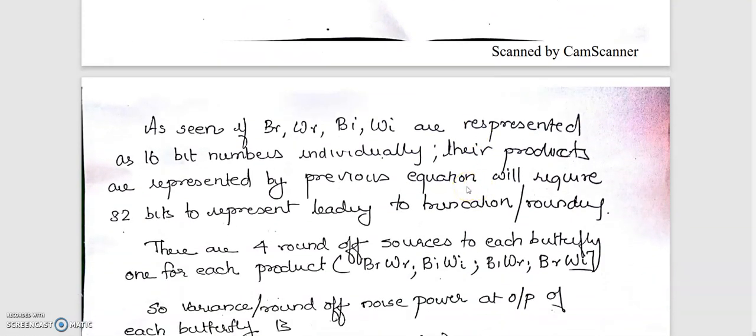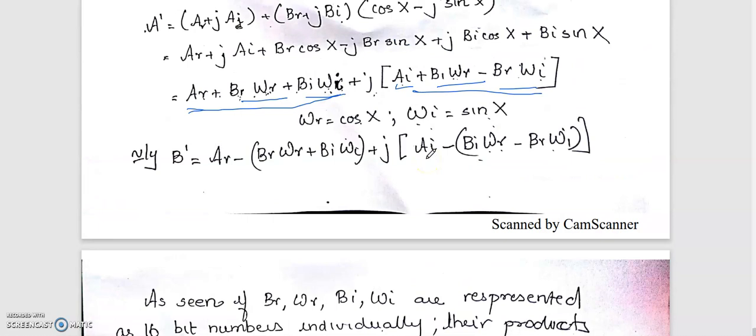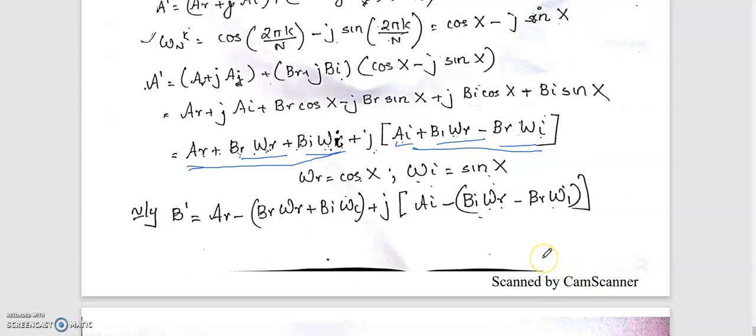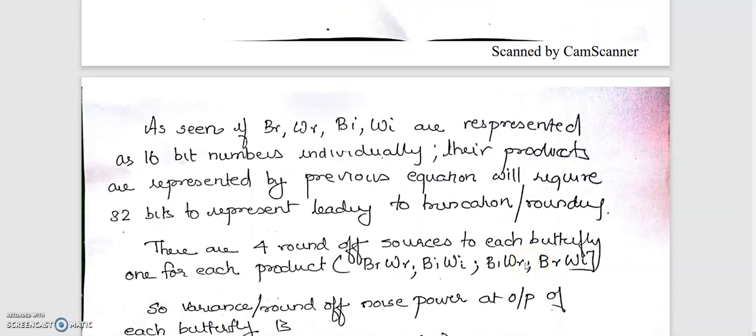When we calculate this, you can see that there are products involved. If you look over here, you have a term B_R W_R. That term also exists over here. B_I W_I is also available here. B_I W_R is also a result over here, and B_R W_I is also a part of the final output. So if these terms B_R, W_R, B_I, W_I are represented by 16-bit numbers, their products in the previous equation will require 32 bits as the output, and we have to truncate or round it.